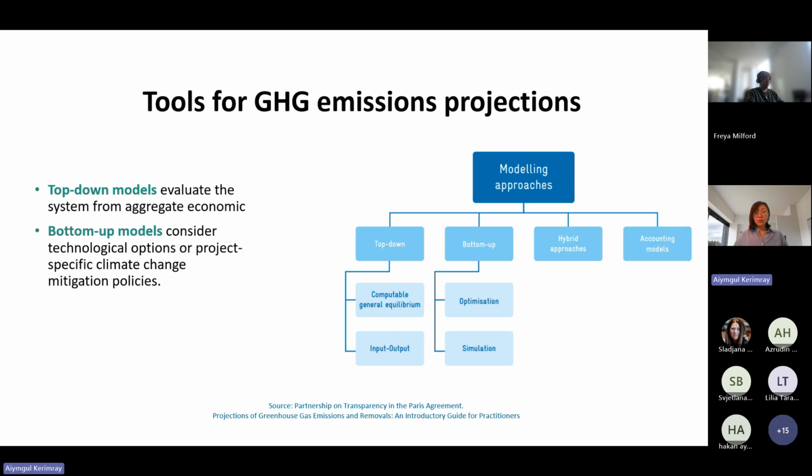And there are also bottom-up models which have very detailed characterization of the technologies. So that's why they are called bottom-up, so that they look at the different emission sources, and the emission sources are described through the technologies that use different fuels and produce emissions. So bottom-up models are further disaggregated into optimization and simulation models.